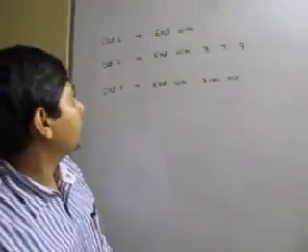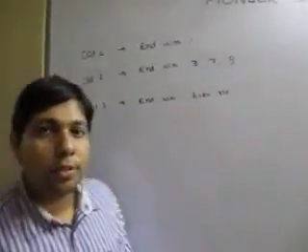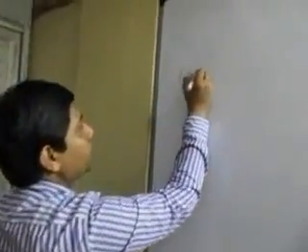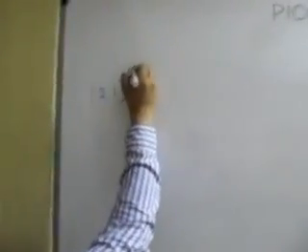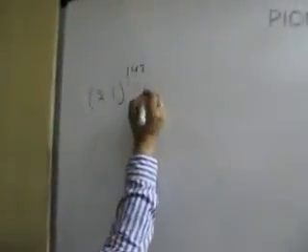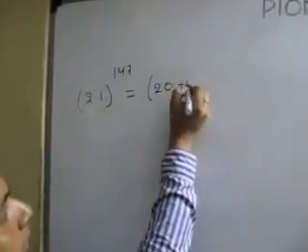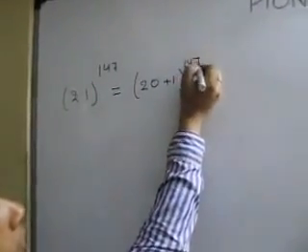So first of all, category 1, the number that ends with 1. Now we have to find out the last two digits of 21 to the power 147. We'll do the binomial expansion of this. 21 we can write as (20 plus 1) to the power 147.